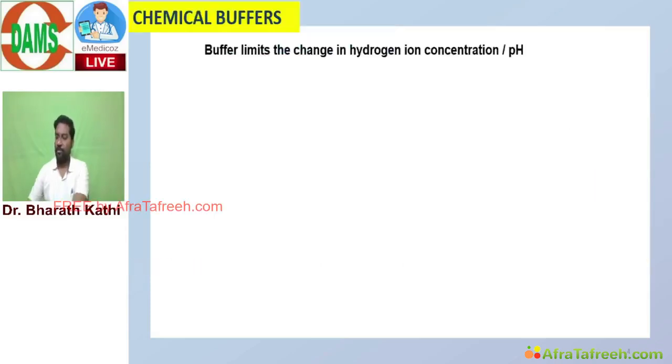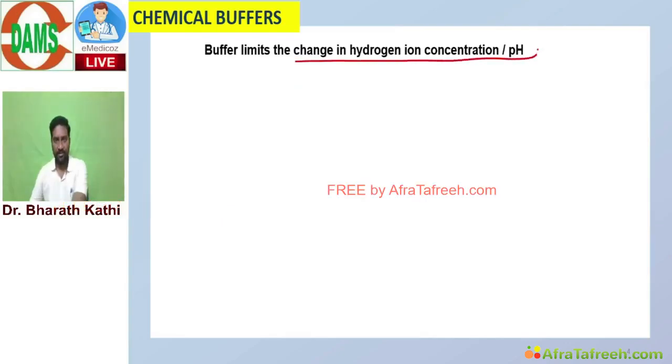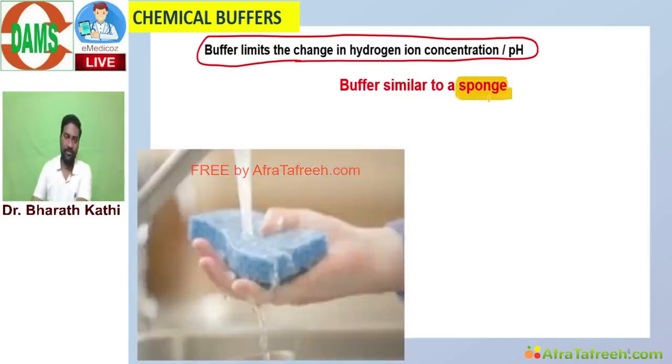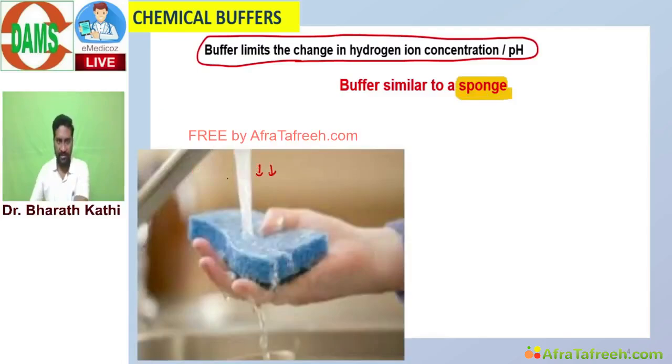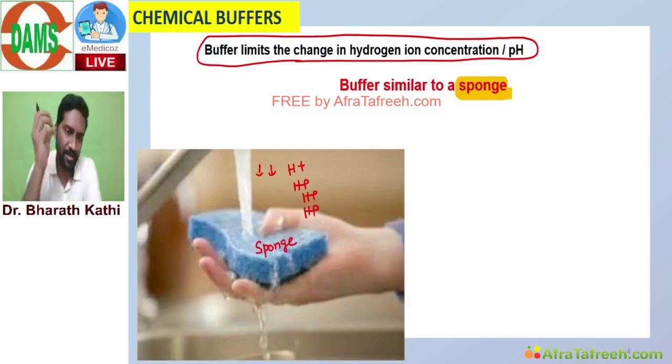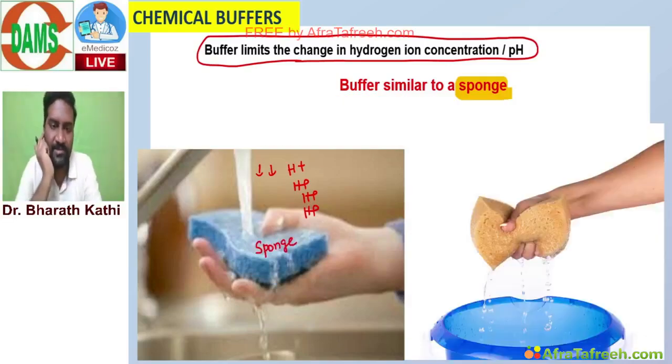Let us start with what exactly is meant by a chemical buffer. As I told you, a buffer is a substance which limits the change in pH. It is going to make sure the pH is not changing excessively. Let us see with an example. I say a buffer is similar to a sponge. Now if you notice here, whenever there is excess H plus coming as a stream of water, so many H plus have entered into the body. Now what will this sponge do? It will bind with all those H plus and limit the change in pH.